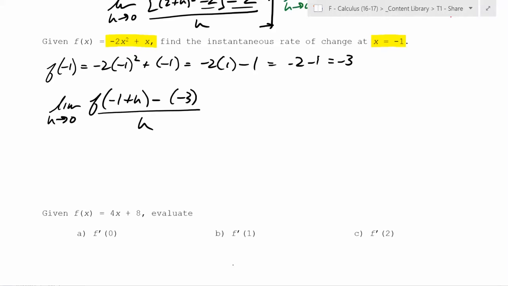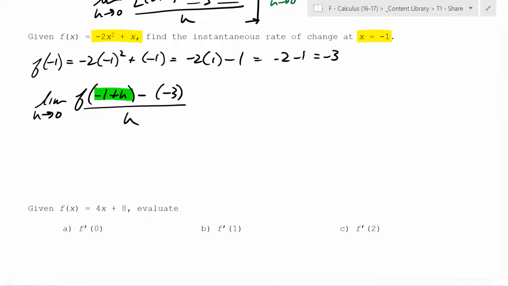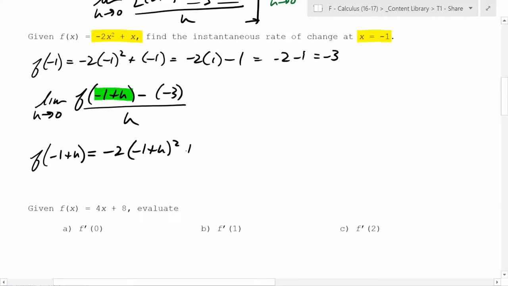So what's the big challenge? Not the big challenge, but what's the algebraic challenge at this point? What do you have to do algebraically next? Yeah, you have to take this and plug it into the original function, right? So it's f of -1 plus h. What is that? That's -2 times (-1 plus h) squared plus (-1 plus h), right? And where does that end up going?